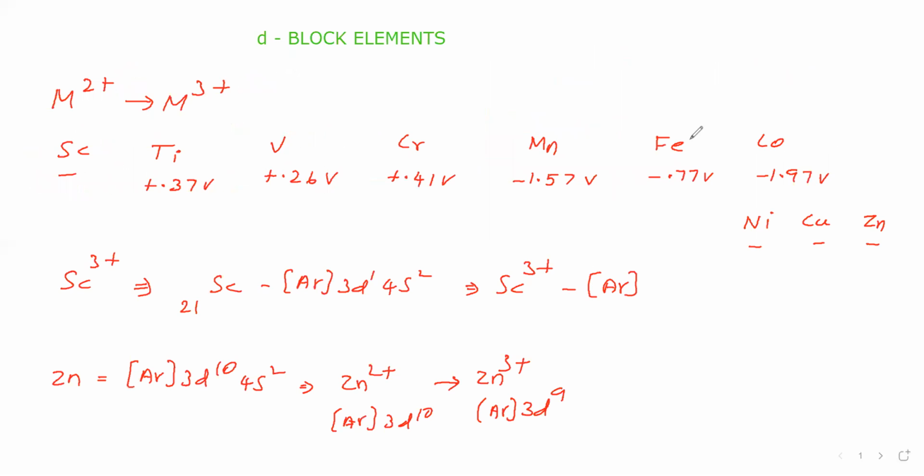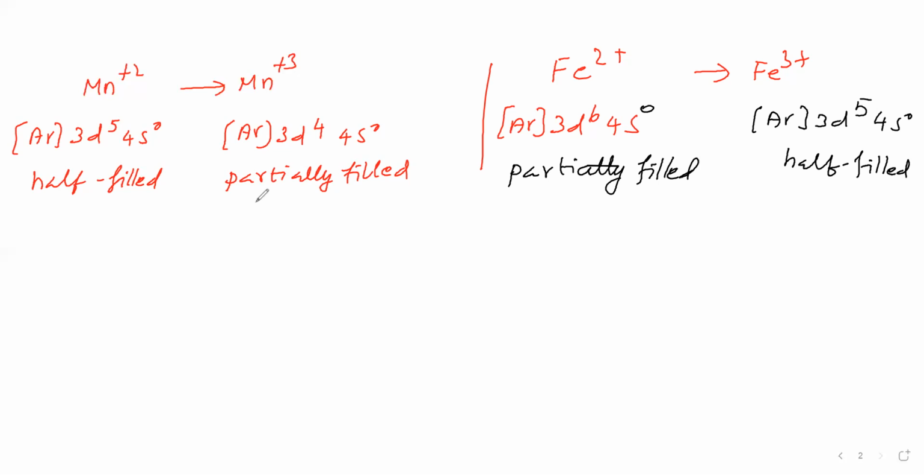So here you see that plus 2 into plus 3 is minus 0.77. That means this negative potential is less than manganese. For manganese, more negative potential. For iron, less negative potential. Why? Because here half-filled is converting into partially filled, whereas here partially filled is converting into half-filled.